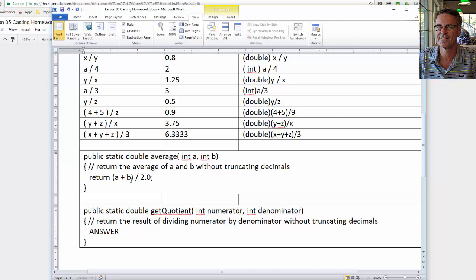This one, I want the quotient of numerator and denominator with decimals. So double numerator divided by denominator. Okay. On Tuesday, I'll try and get around to the students who made more than one mistake on this and talk to them.